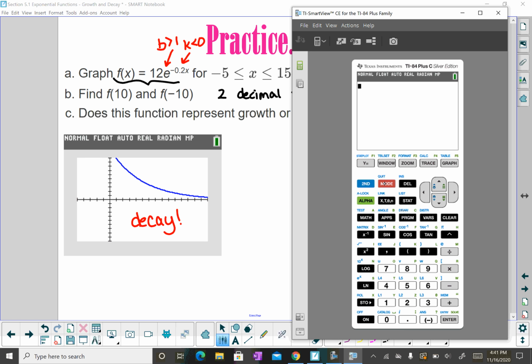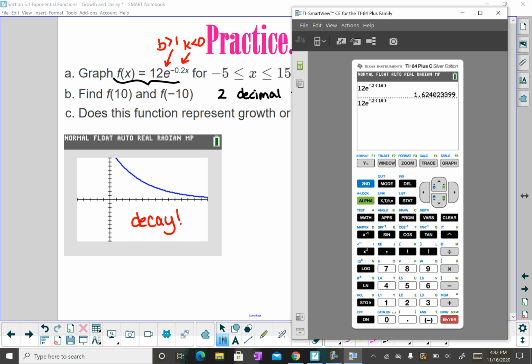You can also go to your table of values or calculate a value. There's a lot of different ways to do it. I'm going to hit 12, my e, my exponent key, -0.2 times 10. And then we'll round that in a second. It's going to round to 1.62.